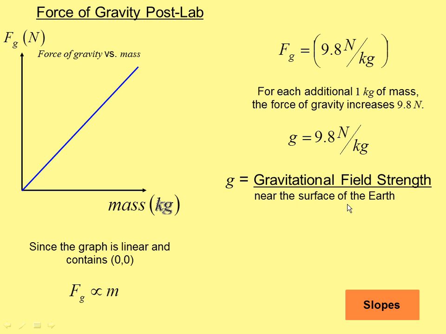If we went and did this lab on the moon, we actually would get the same looking graph. It would be a nice linear graph, but the slope of our graph would only be about 1.6 newtons for every kilogram. Gravity on the moon is about 1/6 as strong. It doesn't create as strong of a field, if you will.